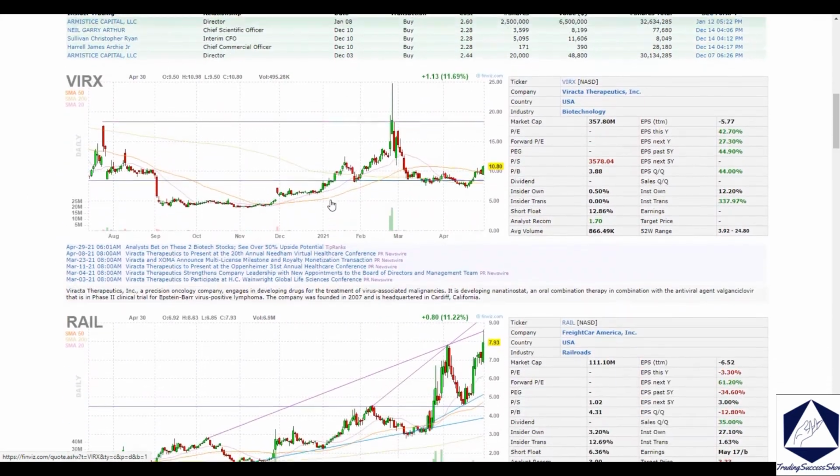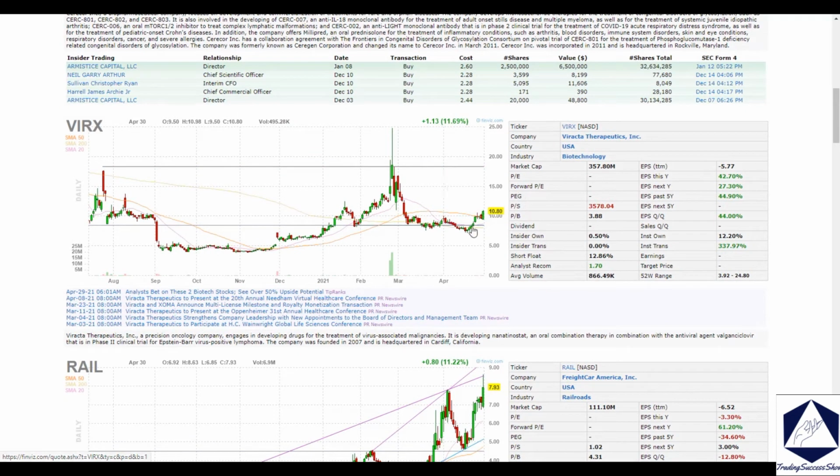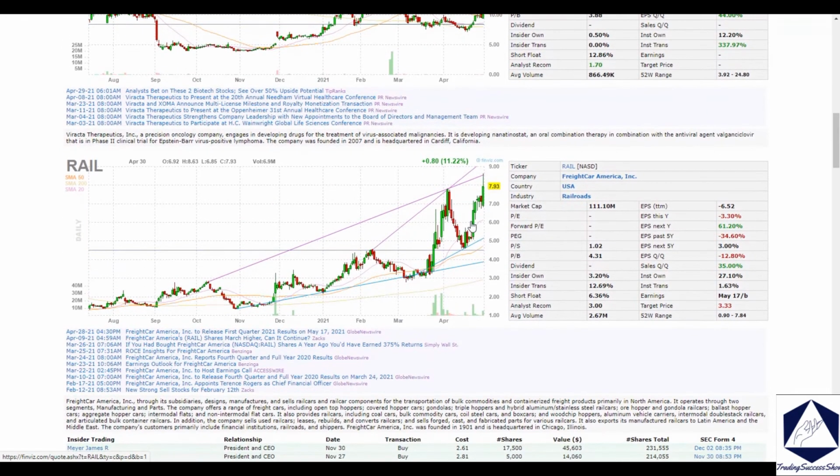Next is going to be VIRX. This one we closed above the 50 moving average, so I'm expecting a decent move higher on this name. Keep an eye on this one. Your stop loss is pretty much around the 20 moving average, which is right down below, so keep an eye on that.